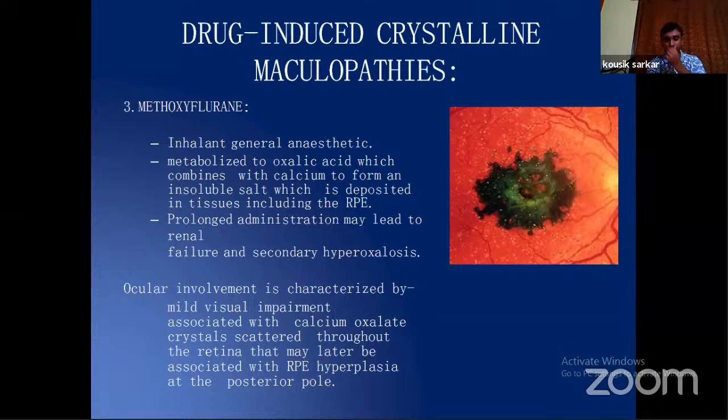So here, the ocular involvement in terms of signs and symptoms: mild visual impairment occurs, associated with calcium oxalate crystals which are scattered throughout the retina, and they may later be associated with RPE hyperplasia at the posterior pole.